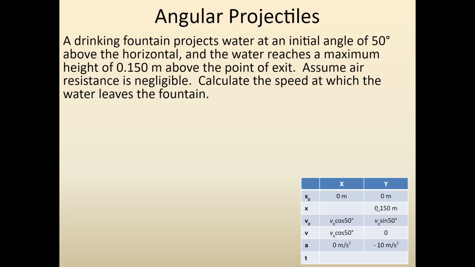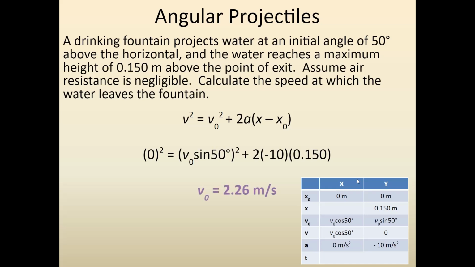But like I said, based off of this information, I can use the maximum height and the fact that in the vertical direction, the velocity ends up being 0 at max height to figure out what this initial velocity was. So I get that the initial velocity was 2.26 meters per second. And that's actually it. That's all I need to worry about.